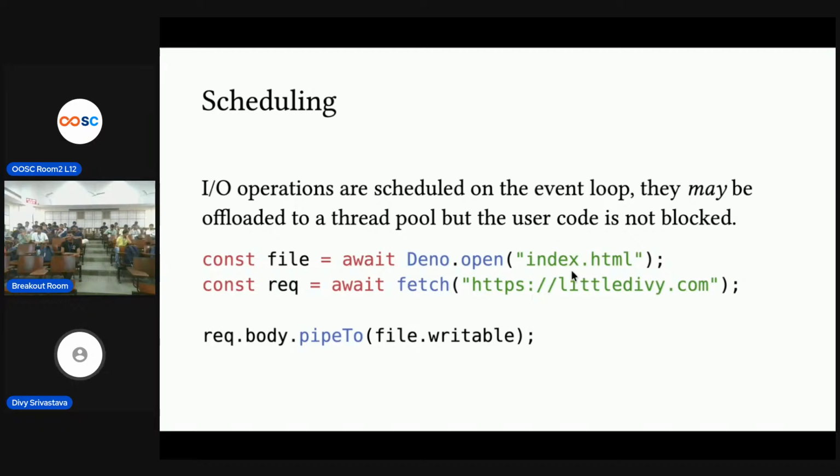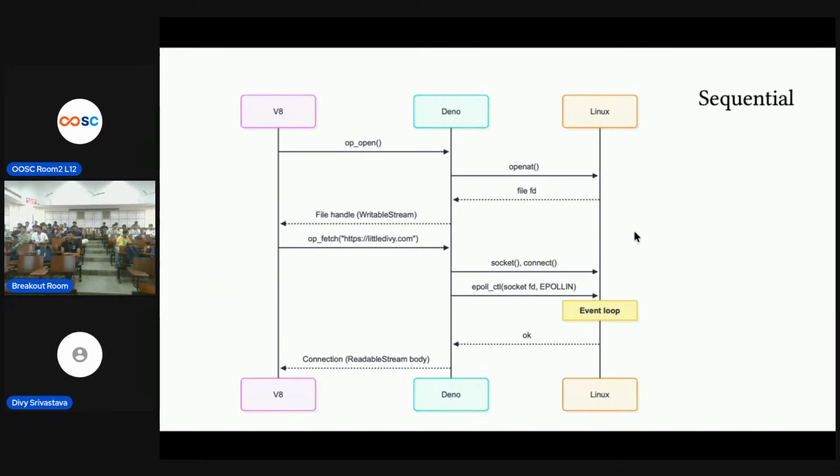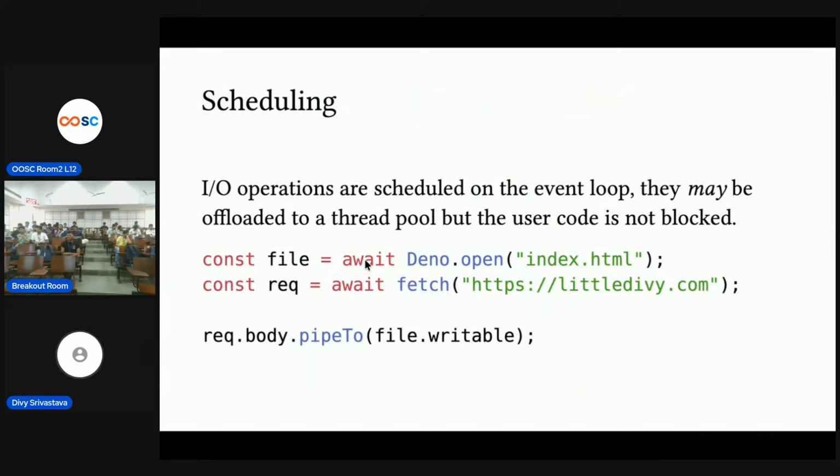Let's look at how these two statements are scheduled on the event loop. If you see here, there's an await point for both of these. This means that this will run the open syscall on another thread, and then it will not run beyond this until the open syscall completes. Await means that if there is a previous running IO operation, it will not be blocked. So this is a non-blocking syscall in a way for JavaScript.